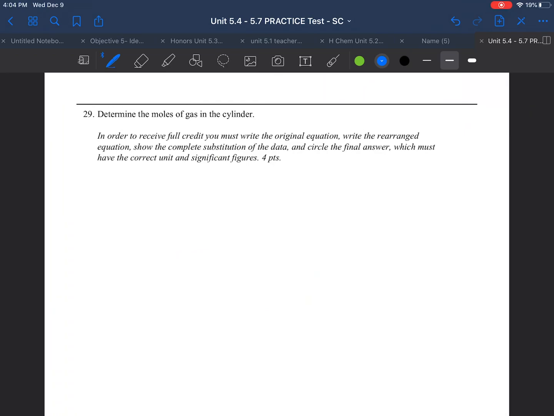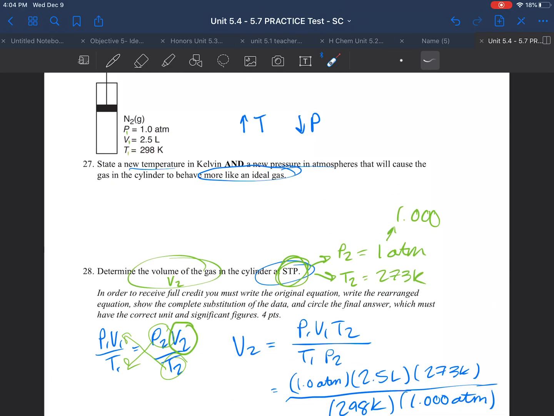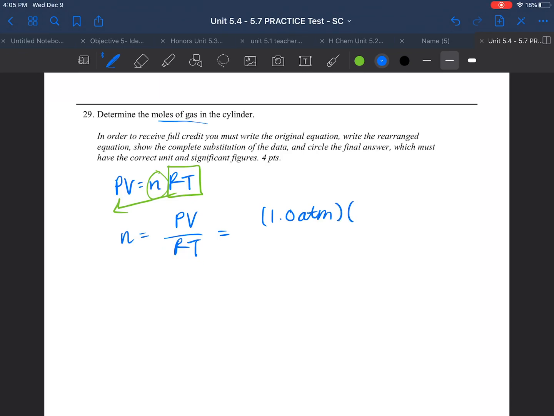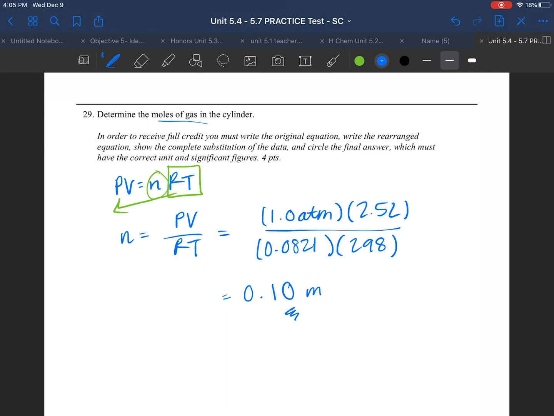All right, and lastly, number 29, now determine the moles of gas in the cylinder. So for this problem, again, if you see moles, we're using the ideal gas law. And so for these pressure, volume, and temperature values, you just have to pick one of the two conditions here. I am going to work with P1, V1, and T1. So determining number of moles, we are solving for n. So we move RT to the denominator on the other side. n is equal to PV over RT. Using P1, V1, T1, that would give us 1 atm, 2.5 liters, all over 0.0821 times 298. When you solve for that, you should get 0.10 moles.